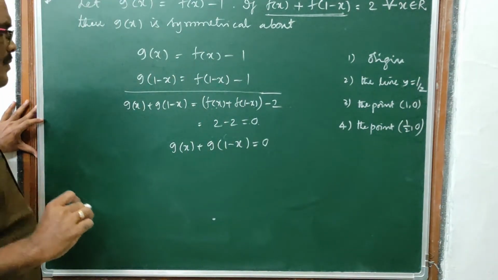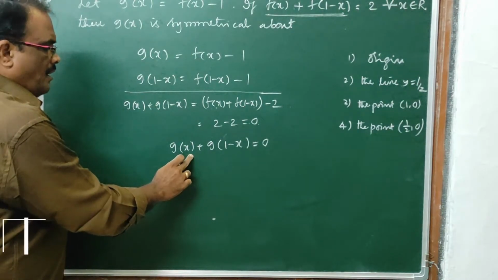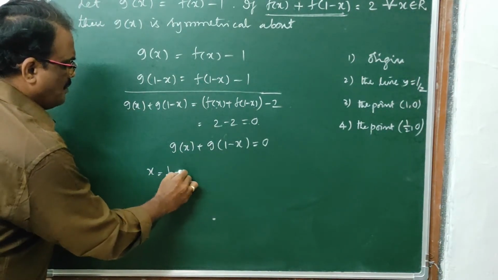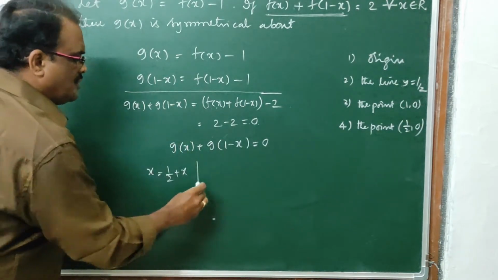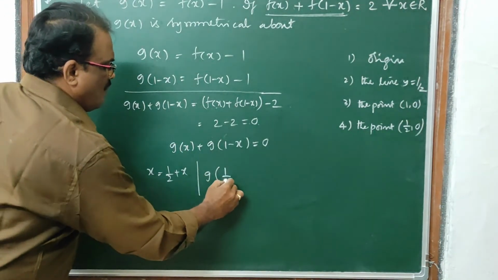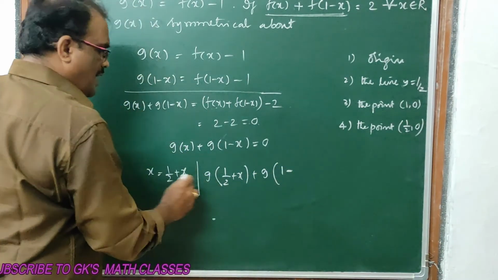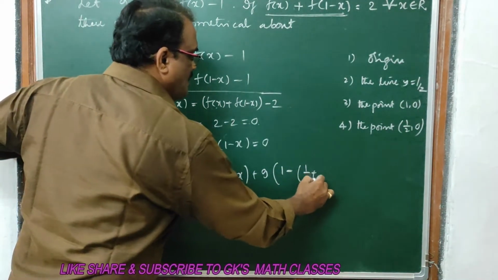Okay. Put x is equal to 1 by 2 plus x instead of x. g of 1 by 2 plus x plus g of 1 minus 1 by 2 plus x.